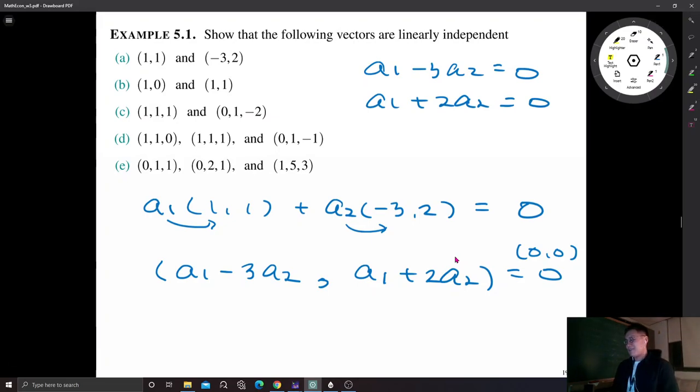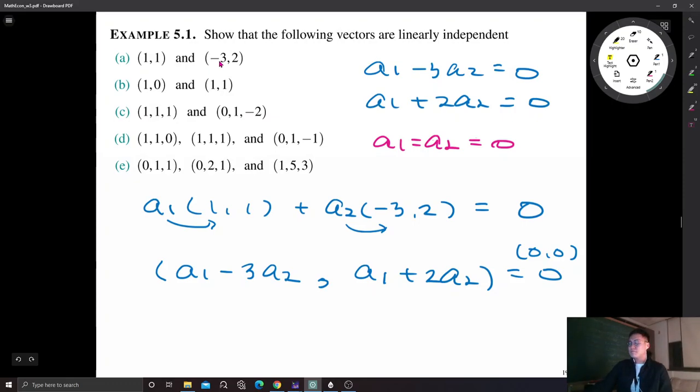If we think about the solution to this system of linear equations, you can easily see that the only solution to this system is both a sub 1 and a sub 2 equal to 0. There are no other scalars a sub 1 and a sub 2 that can make this linear combination equal to the 0 vector. So by the definition of linear independence, these two vectors are linearly independent.